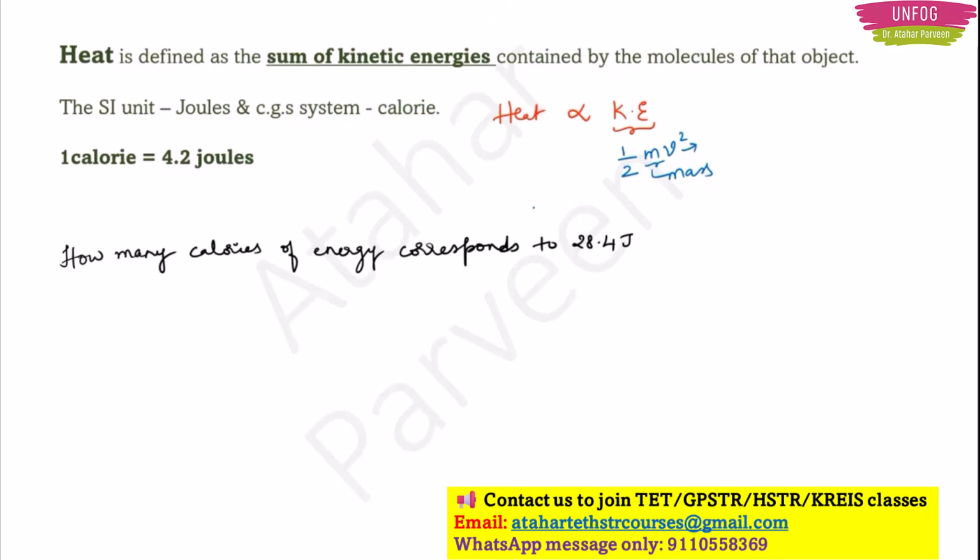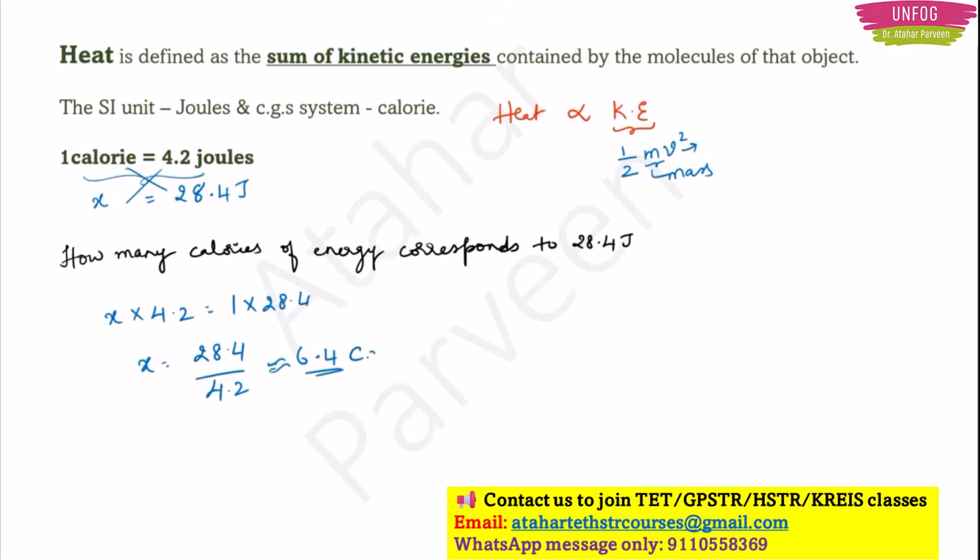So what do you do? First you know that 1 calorie is equal to 4.2 joules, isn't it? Now you can cross multiply it. X into 4.2 will be equal to 1 into 28.4, or X will be equal to 28.4 upon 4.2. Now if you cancel this number, you will get around 6.4. So this is 6.4 calories. Okay, this is how you can convert.